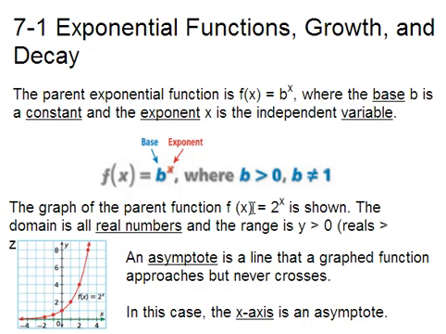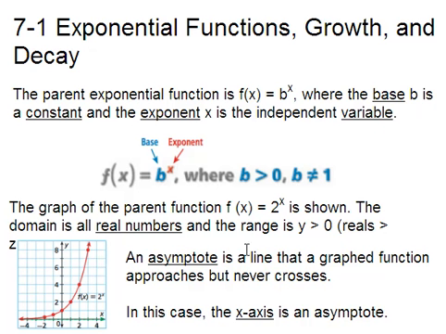The parent function, which is the most basic kind of function or equation that we look at. Again, y equals 2 to the power of x. If we graph that, the graph actually looks like this. It almost is horizontal here along the x-axis, and then it shoots up very rapidly.